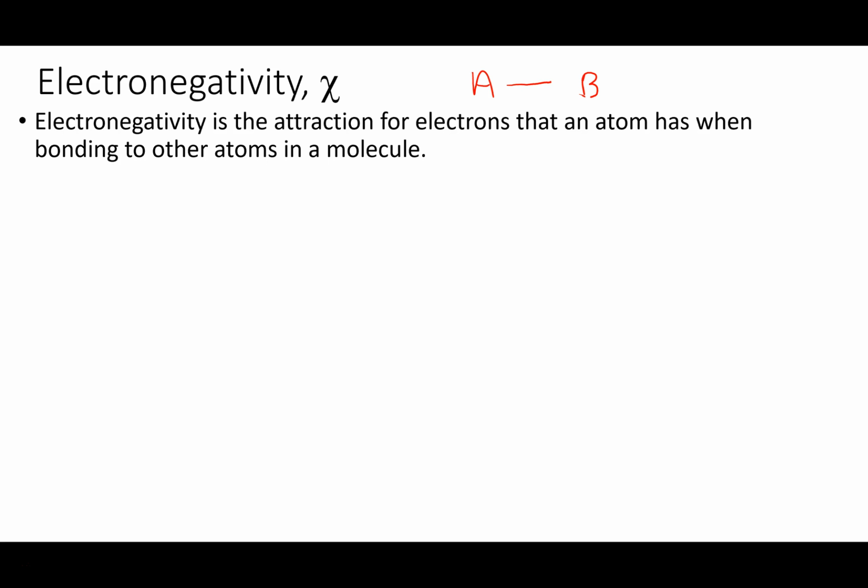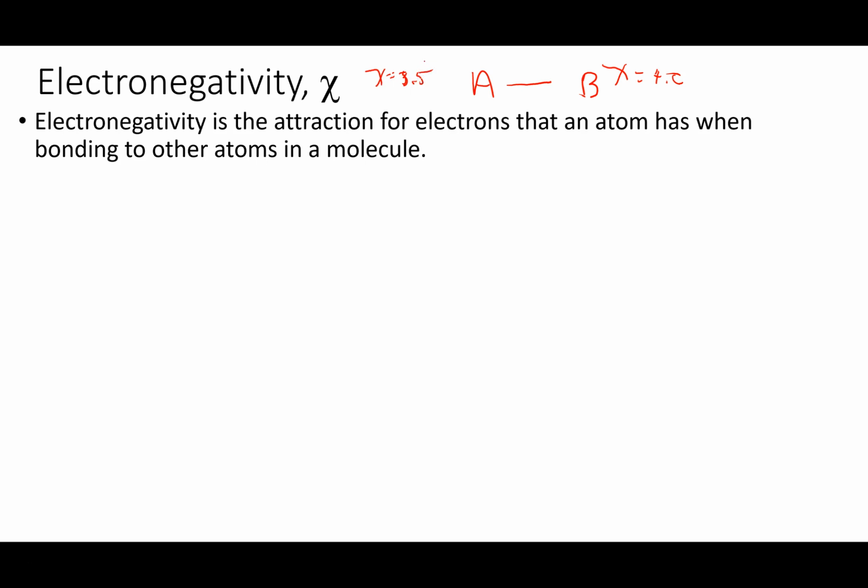The one that has the higher electronegativity value, let's just say B. Let's make this an electronegativity of 4.0. And let's say we look and we find the electronegativity of A, let's make it 3.5. Those are both pretty high.